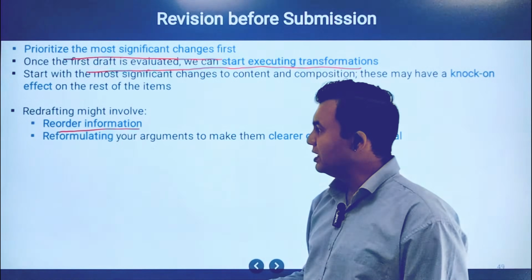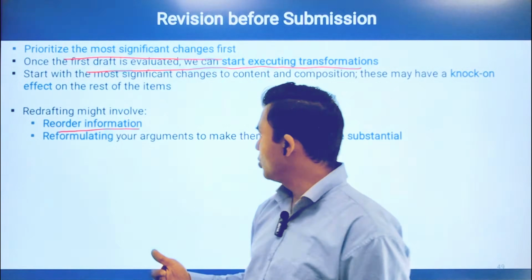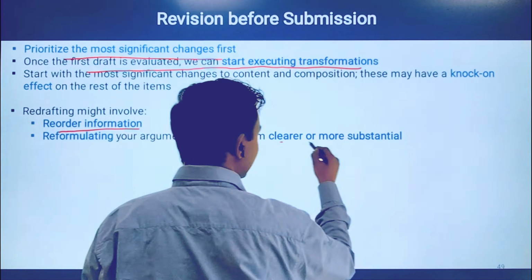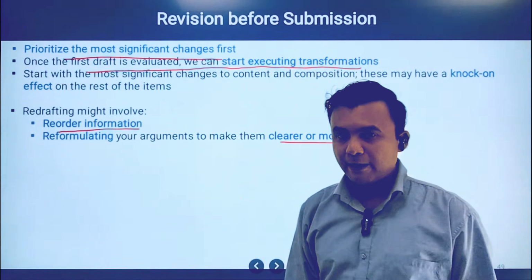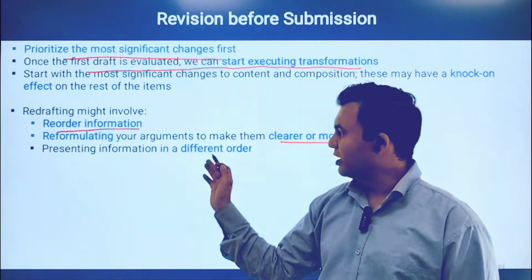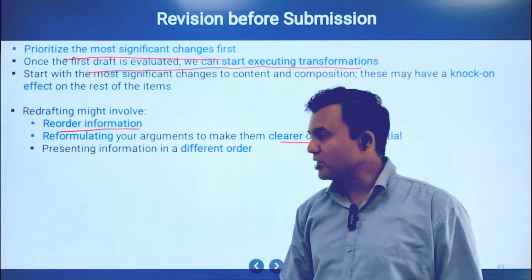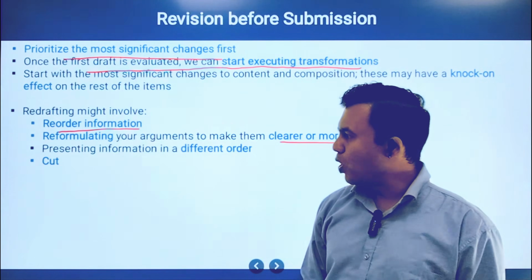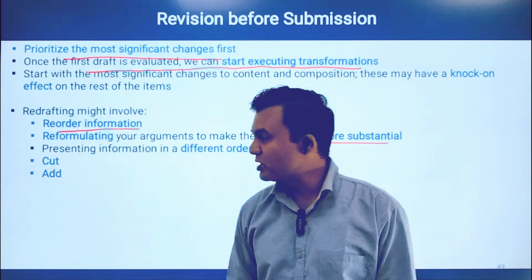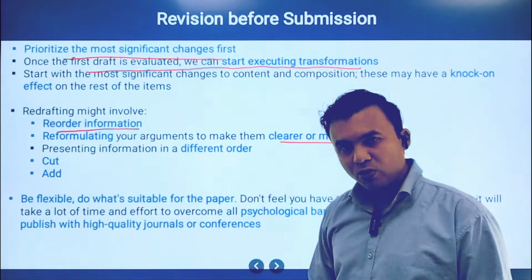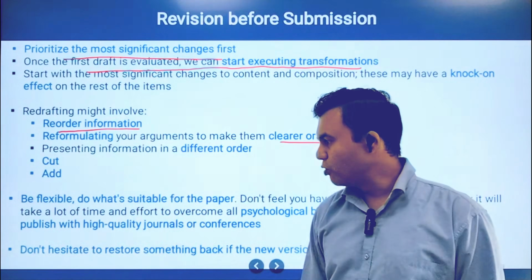Reorder the information if needed. Reformulate your arguments or explanations for a clearer and more substantial organization. Present the information in a different order if it is better. Cut if you want to reduce, add if something is missing. Be flexible. Do whatever it takes to increase the quality standard.